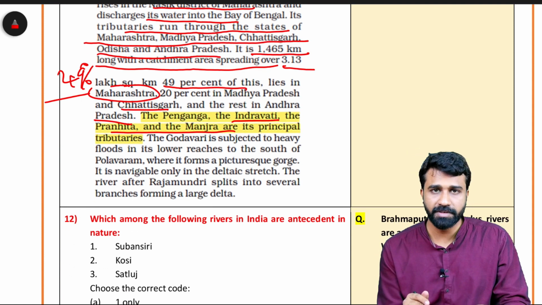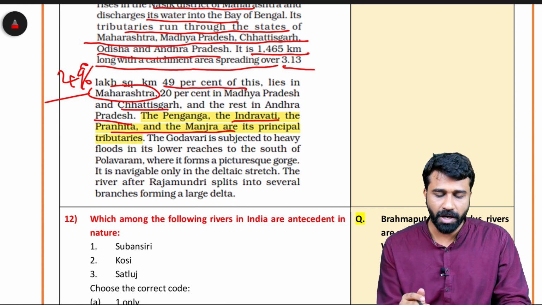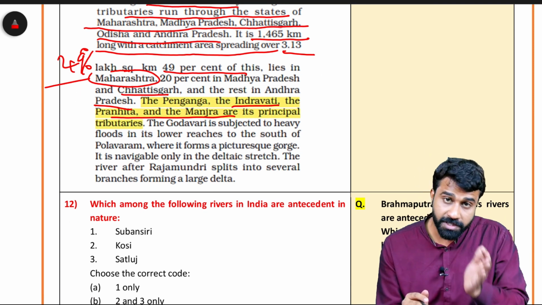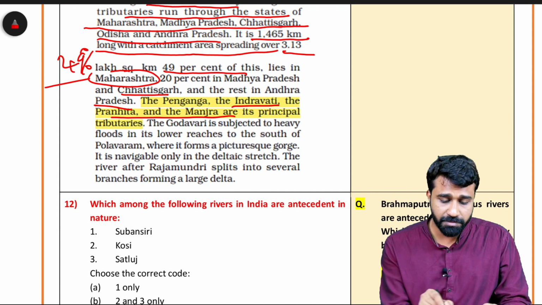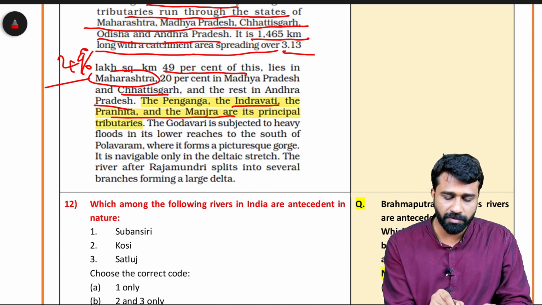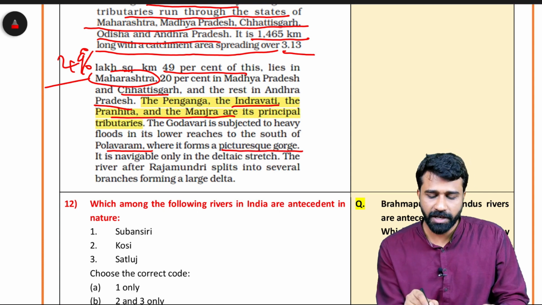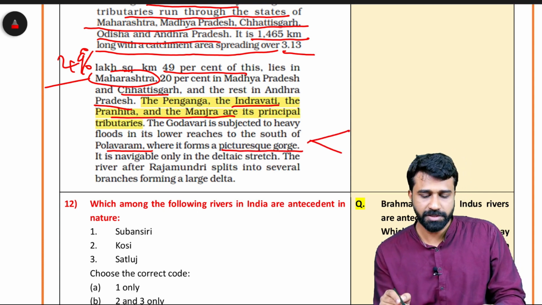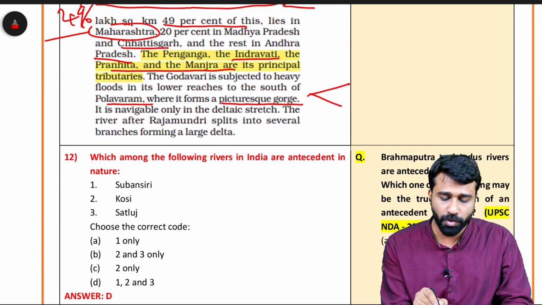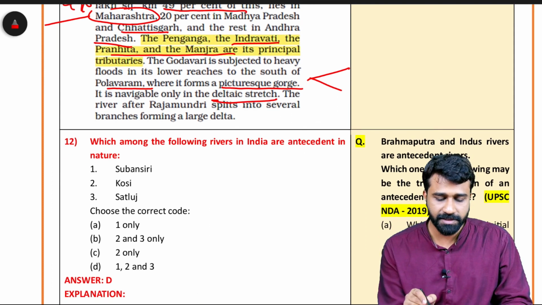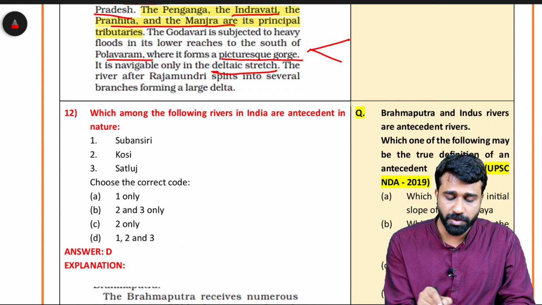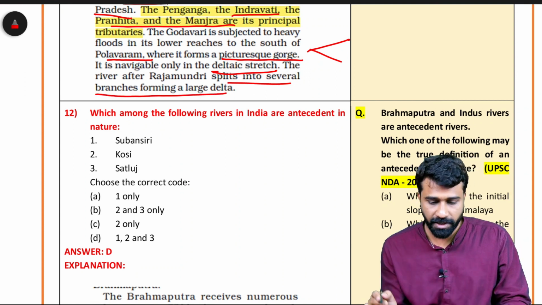This is called reverse engineering. You must know all tributaries and tributaries of tributaries. Okay, Godavari is subject to heavy floods and reaches south of Polavaram, where it forms a picturesque gorge, and different types and shapes of gorges you have to remember, and it is navigable only in the deltaic stretch. Yes. Next, at Rajahmundry it splits into several branches forming a large delta in that region.